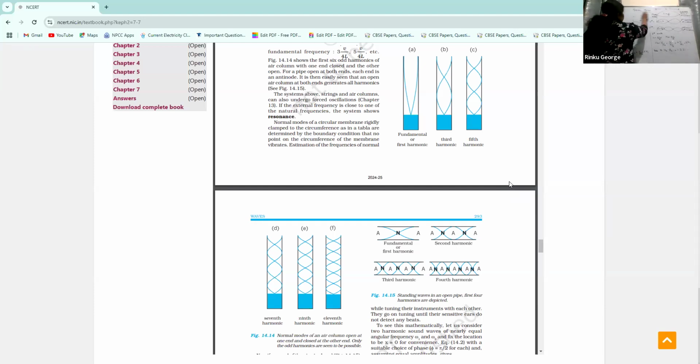Okay, normal modes on a closed pipe. Finished or not? Brother, you finished? Who has to finish? Akash, you finished? You have to learn drawing.